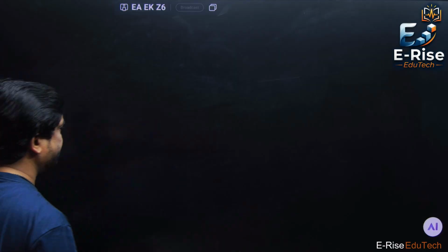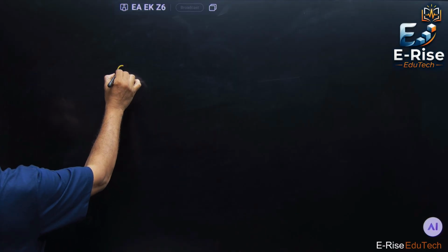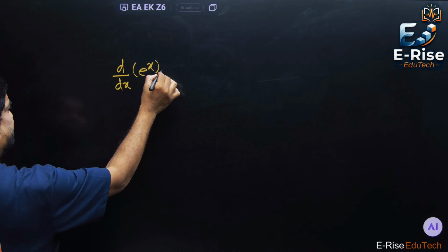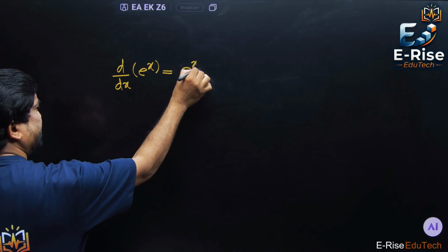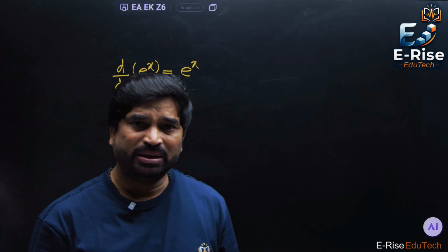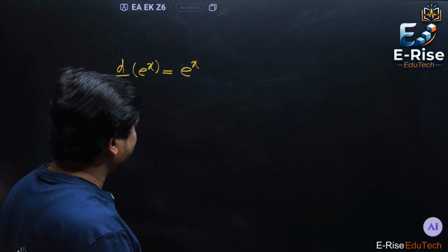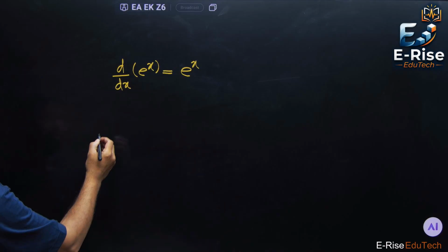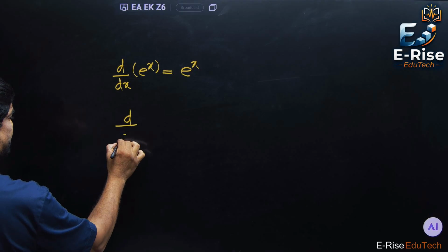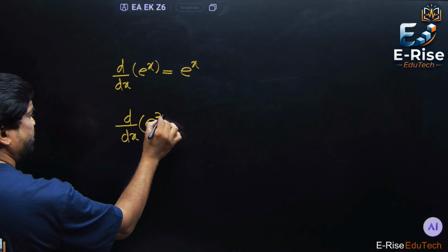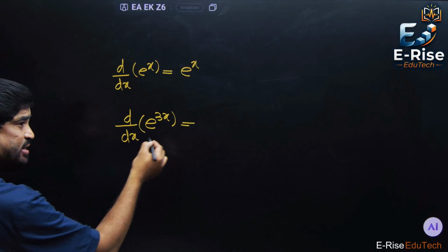Then go for the next formula. The next formula is a very interesting formula. d by dx of e power x. That is equal to e power x only. Simple. But how to use the method is important. Simple, e power x is given, just write e power x only. But the question is like e power 3x given. How to solve this one?